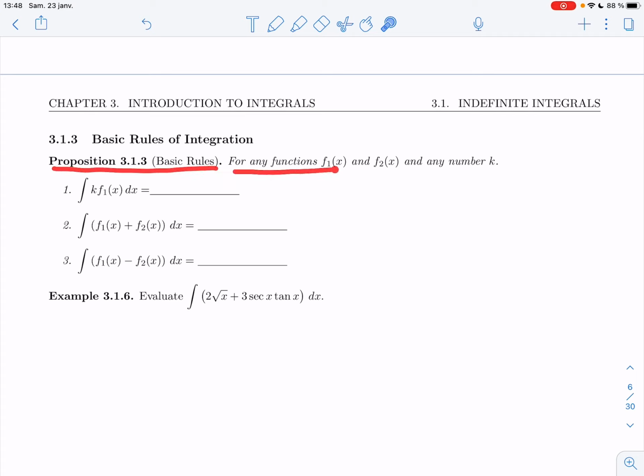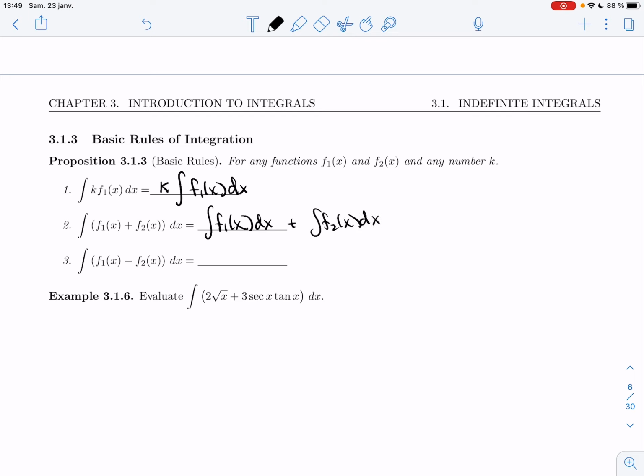For any functions f1 of x and f2 of x and any number k, if I'm trying to integrate k times f1, I can pull the k outside and I get k times the integral of f1 of x dx. If I'm trying to integrate a sum, I can split it up as the integral of f1 of x plus the integral of f2 of x dx. If I have a difference, I can split it up as well. Of course, I'm going to get a difference of two integrals instead of a sum.